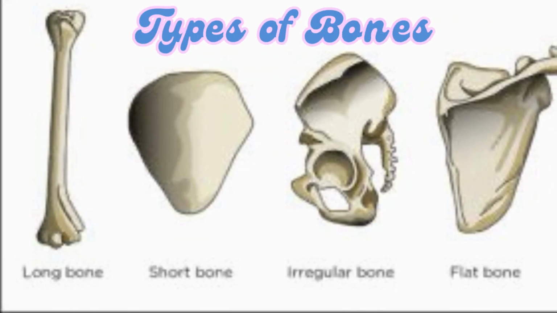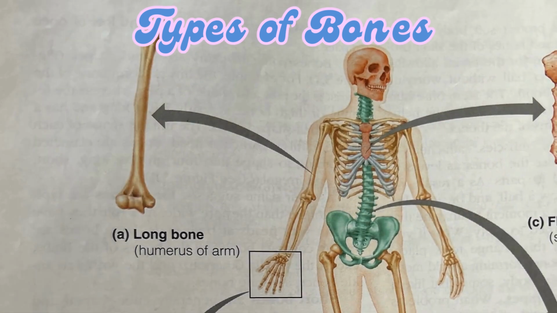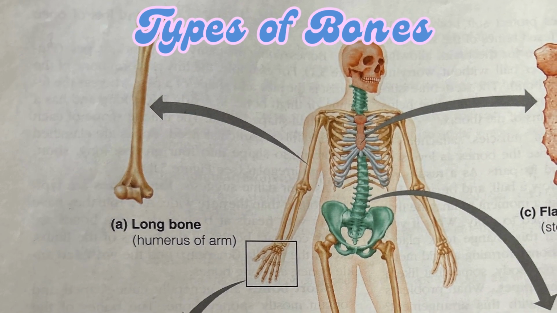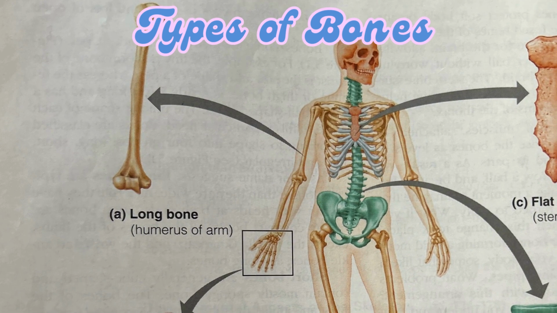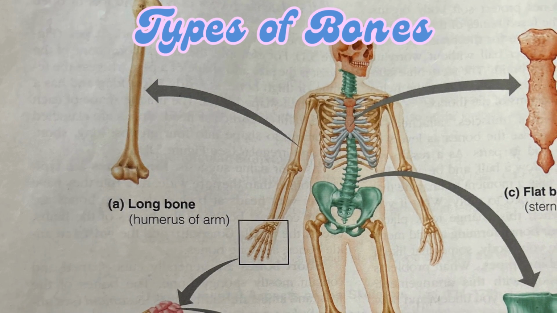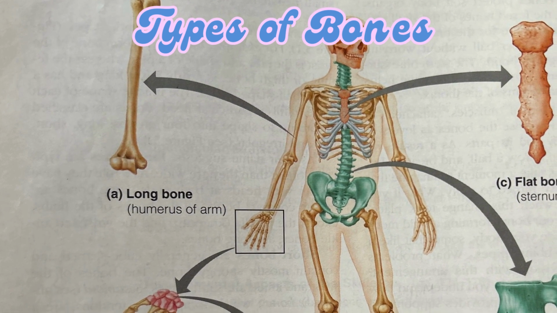There are 4 main types of bones. Long bones are usually longer rather than wide. They have a shaft with heads at both ends, and they contain mostly compact bone. An example would be the femur or humerus.